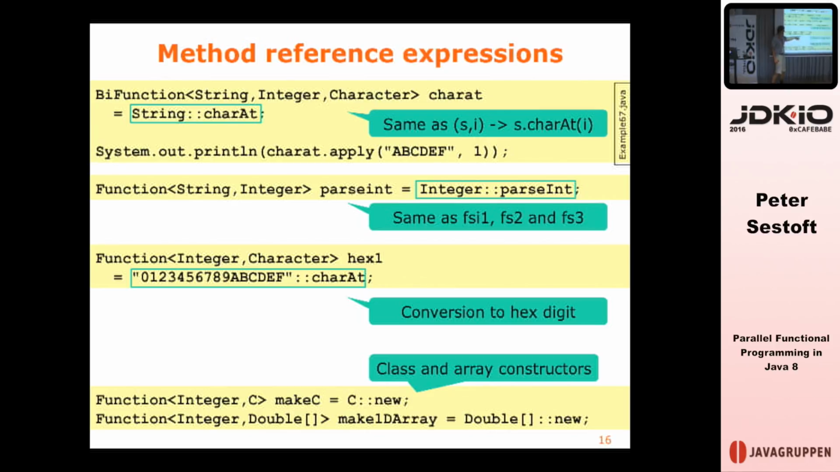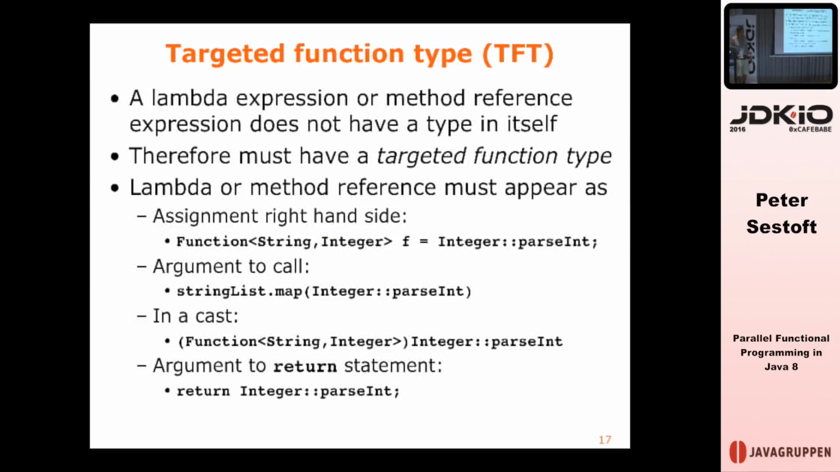And you can write some funny things, like here's a string object with 16 characters, ::charAt, that's a single argument function that takes an integer and returns a character. So that's a simple way of converting a number to a hex digit. And so on. And there are funny things also to create. You can refer to constructors and to array constructors, but we won't use that.